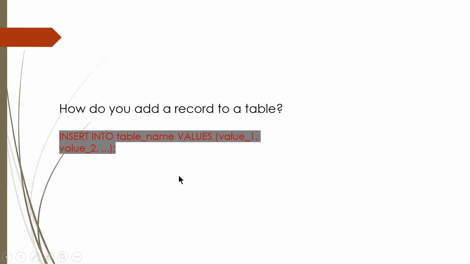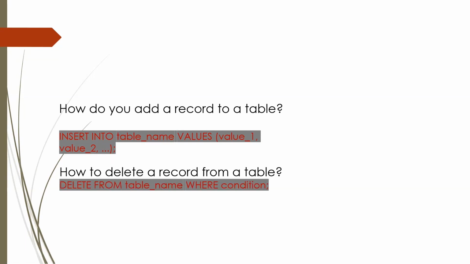Next question is, how to delete a record from a table? Using the delete statement, the syntax is delete from table name and then where the specific condition. In this way, we can also delete multiple records if they satisfy the provided condition.